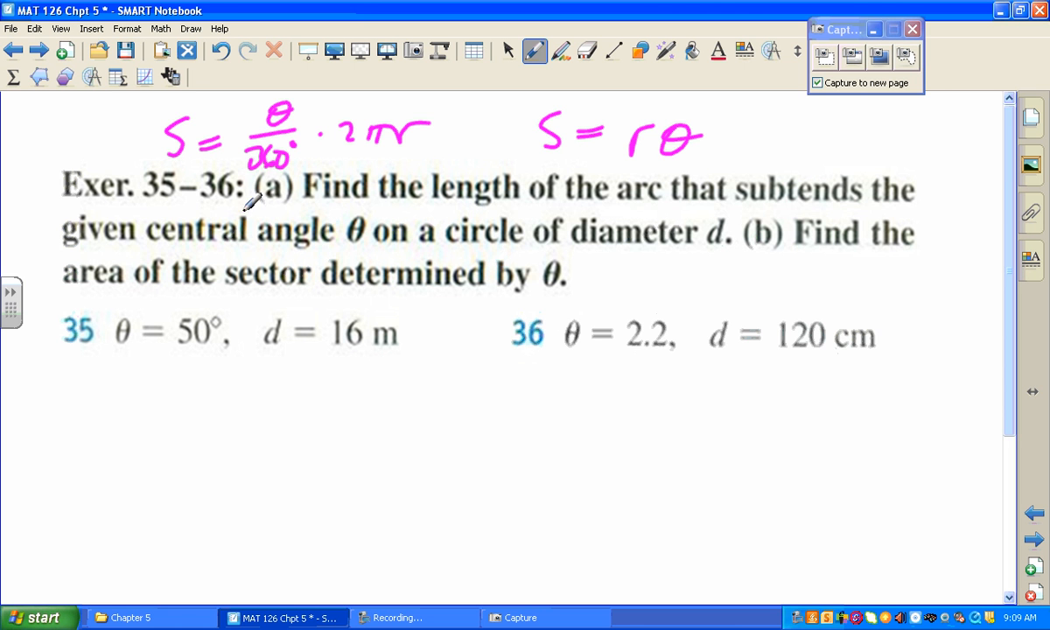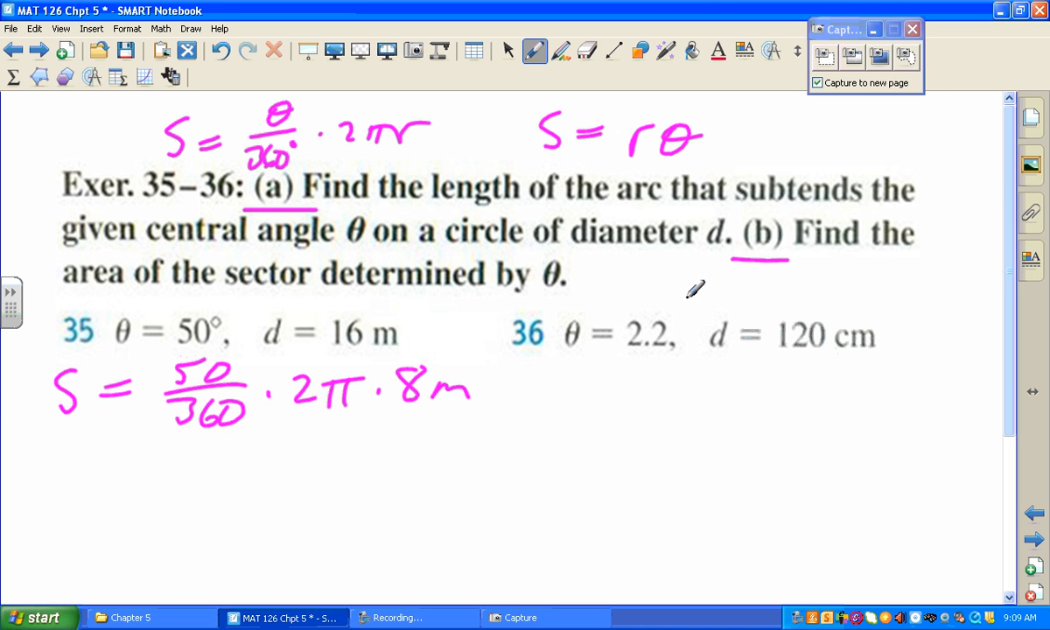All right, so this is for part A. Is theta in degrees or radians? S equals 50 over 360 times 2 pi times 8 meters. That wasn't so difficult. I didn't know what to do. You put it into the equation? I know, but there's nothing to get. That's it. Part B, find the area.